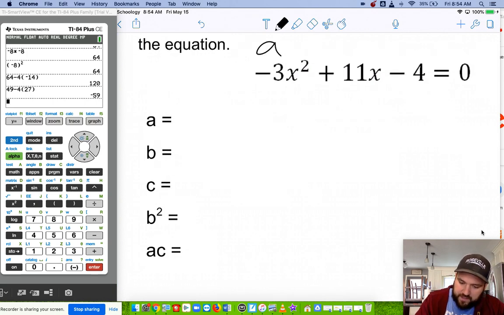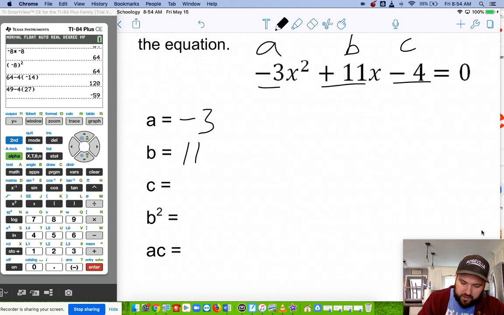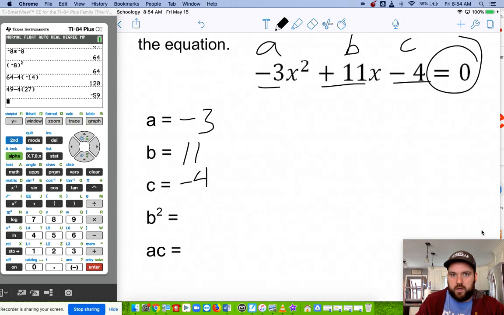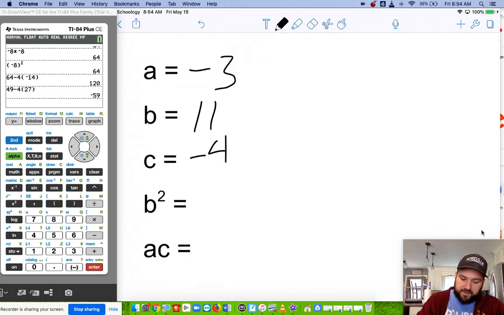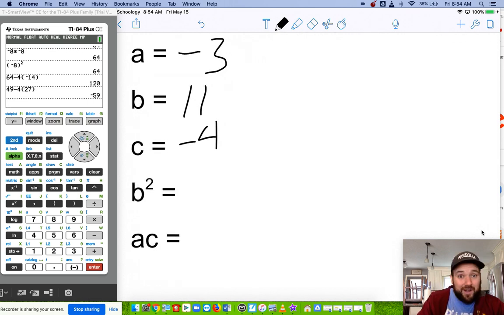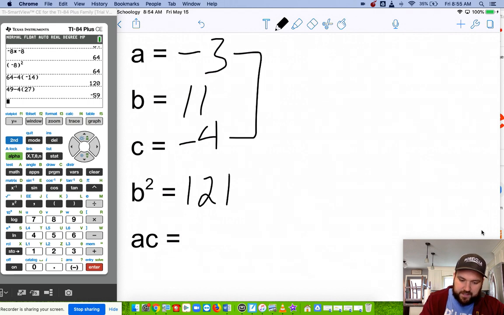So a value is negative 3, b value is positive 11, c value is negative 4. I should mention again, I can't write these numbers down unless I have equals 0 over here. I haven't been very careful with checking that it's equals 0, but make sure that the equation does have equals 0 before you start writing down a, b, c, and so on. So here, b squared is going to be 11 times 11, which is 121. And then ac is negative 3 times negative 4, which would be positive 12.